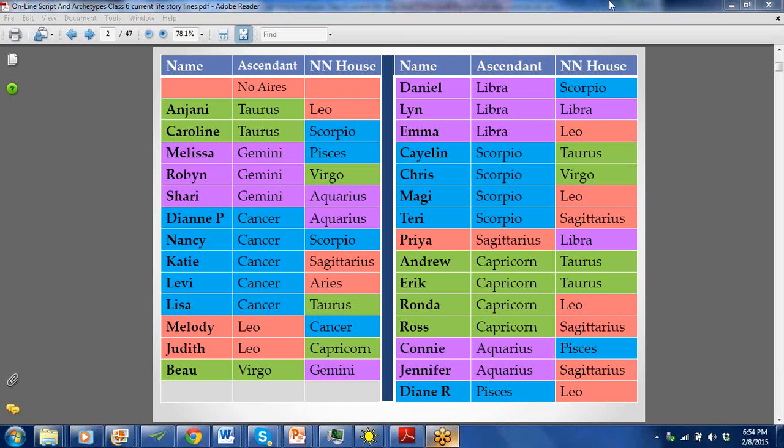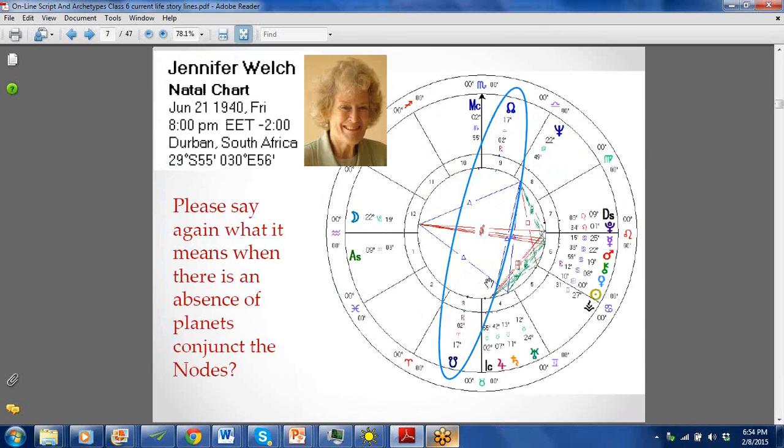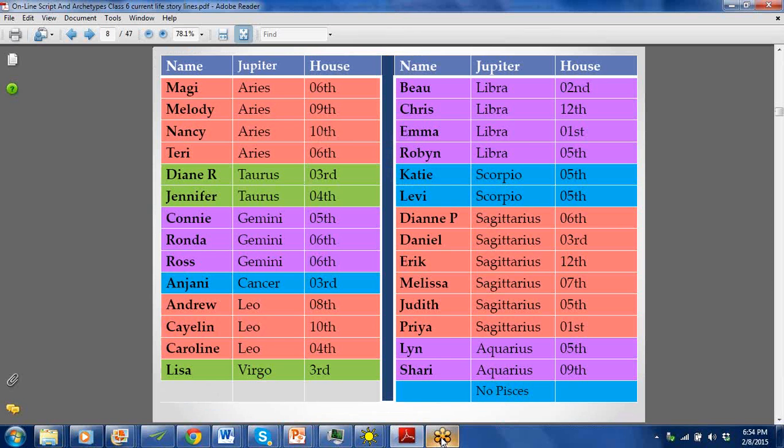Now, since everybody has put up the Jupiter ones, we can just mention that one for the moment. Jupiter, where are you? Right here. Okay. Right. So look how many Sagittarian Jupiters. I like that. In fact, look, out of this class, we have 4 Aries, 3 Leo, 6 Sagittarius.